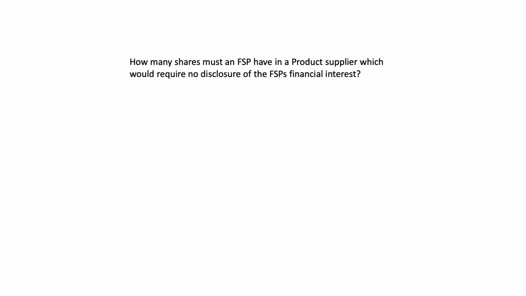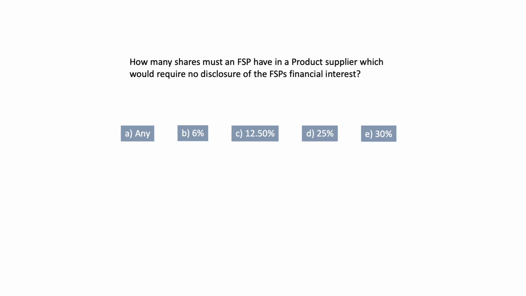Question 2. How many shares must an FSP have in a product supplier, which would require no disclosure? A. Any amount of shares. B. 6%. C. 12.5%. D. 25%. E. 30%. Pause the video here if you need a few seconds to think about it. The answer is B. If the FSP holds more than 10% shares in the product supplier or product provider, then they would need to disclose this fact. Therefore, anything less, as in the 6%, would not require disclosure.